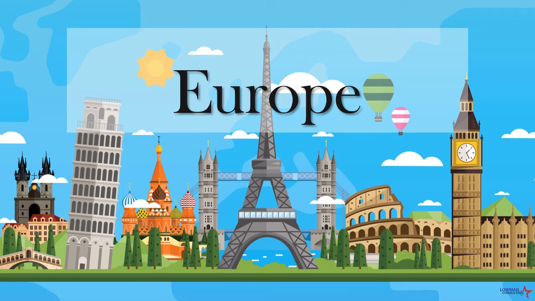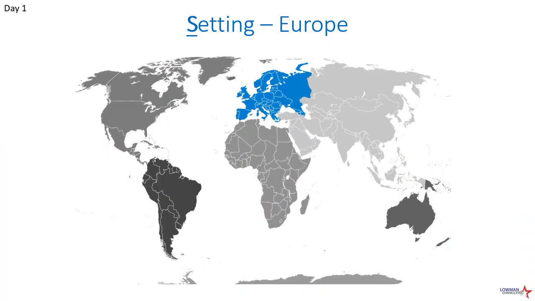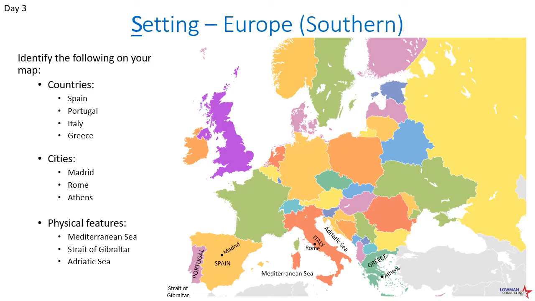Hello everyone, we're going to do part 2 of the settings for Europe. So you're going to go ahead and continue where you left off from yesterday with your notes, and we're going to begin. Again, like I said, everything in the blue is all of Europe. And we're going to go ahead and get started. So this part is going to be labeled Southern.